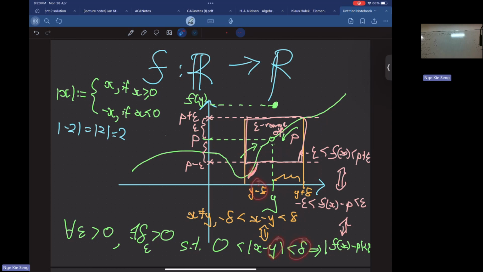Okay, so let's give them some names to easily recall them. Let's say this is the epsilon range, and this part is the delta range. Every x inside this delta range here, their f(x) must be in the epsilon range of p.